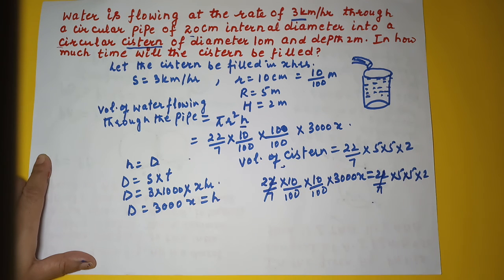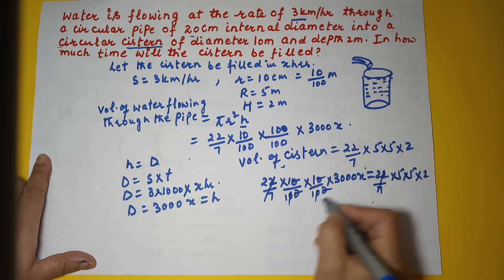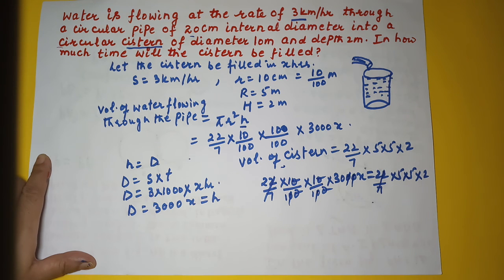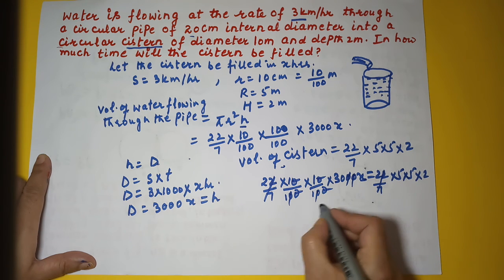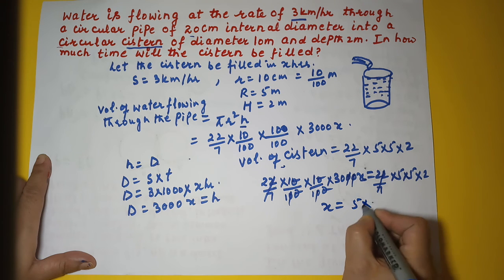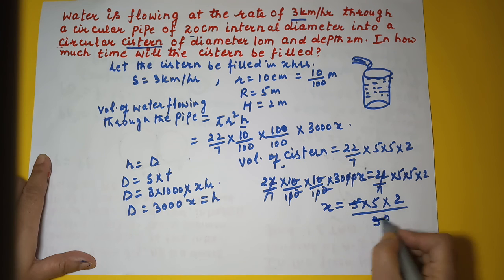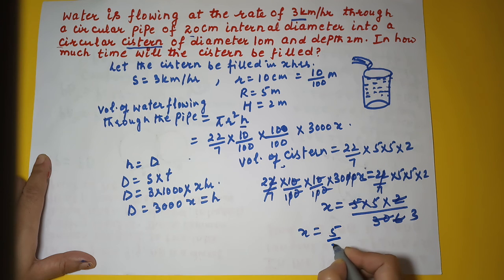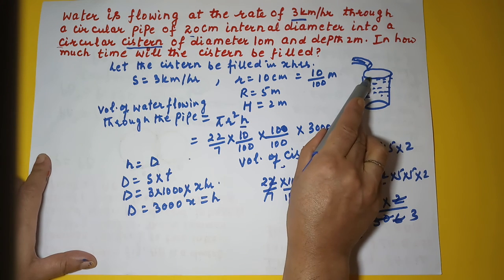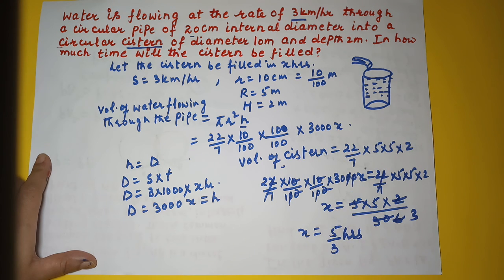This and this will go. This and this will also go. Now 1, 2, 1, 2. So what are we left with now? x. So this will go down here. So we have x is equal to 5 into 5 into 2 divided by 30. So 5 6s are 30, 2 3s are 6. So x is equal to 5/3 hours. In 5/3 hours, the water flowing through this pipe will fill this cistern.